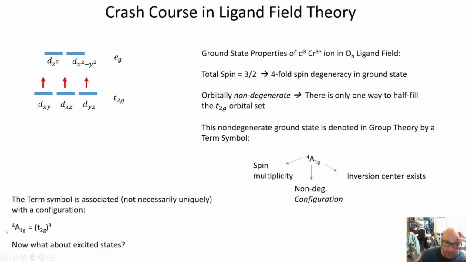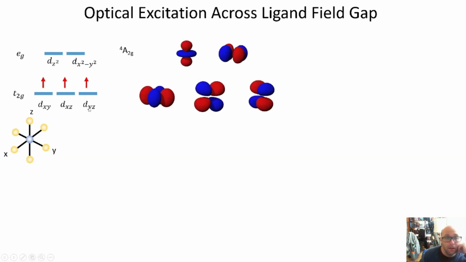And then the term symbol is sort of a group theory character table reference that tells you about how to use a group theory character table to deal with this configuration. But what we need to do now is talk about the excited states you can make, specifically how could you make excitons in a system where the valence electrons are, say, in the T2Gs like this.